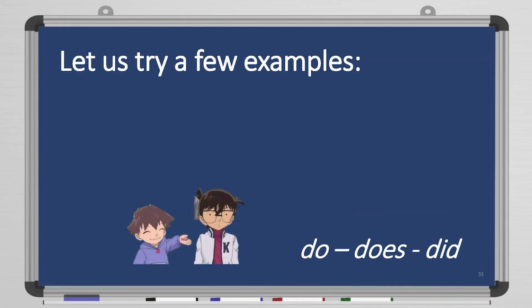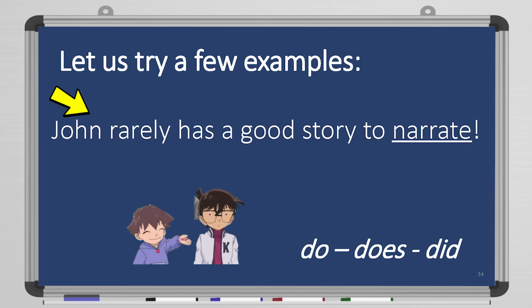Let's take another example. Now, this is John. John rarely has a good story to narrate. Now you're thinking, John rarely has a good story to narrate. It's a very normal sentence. We're not emphasizing that he doesn't have any good stories. Let's invert it.